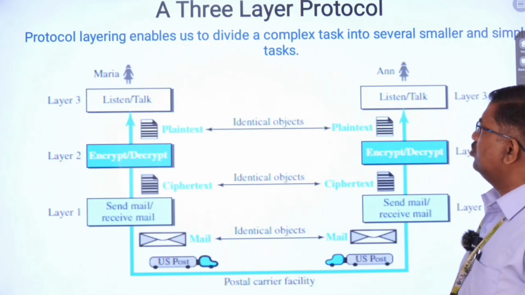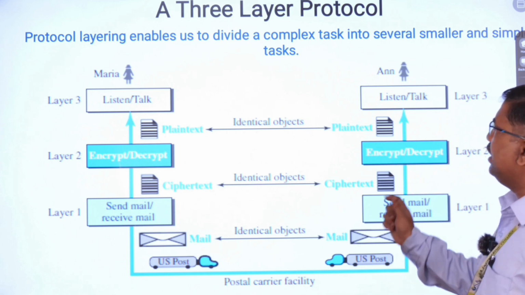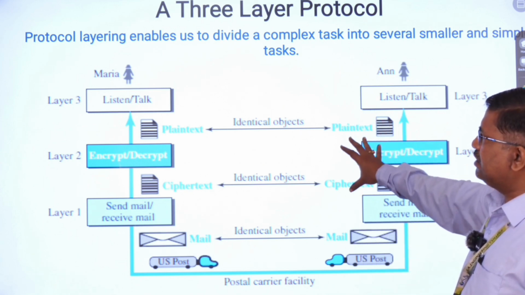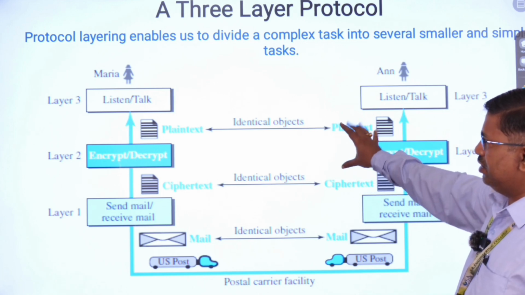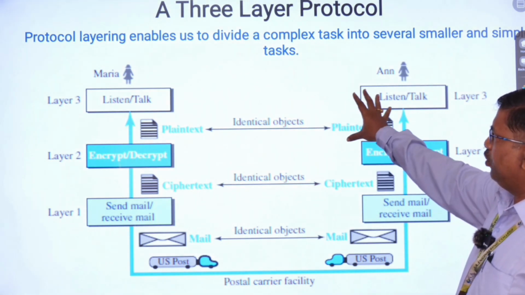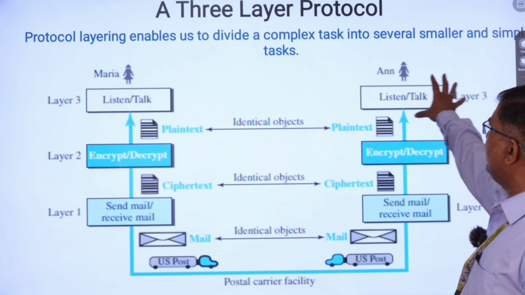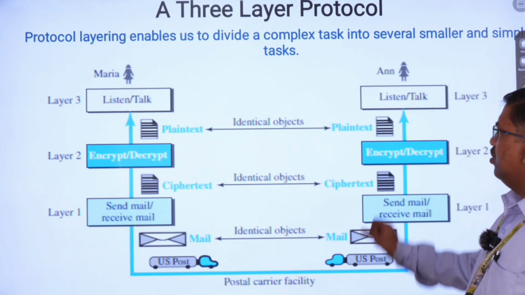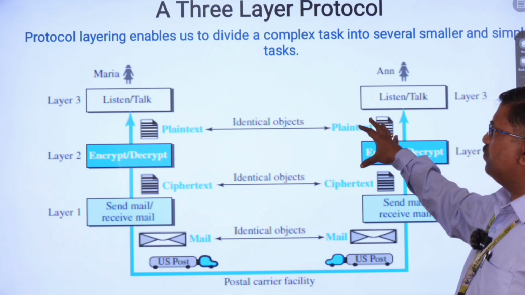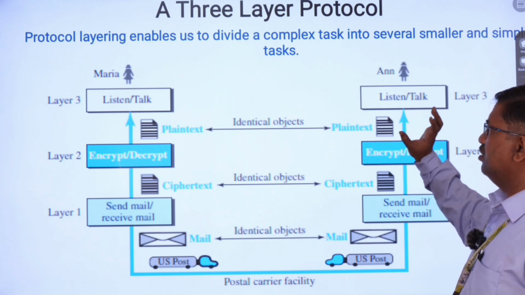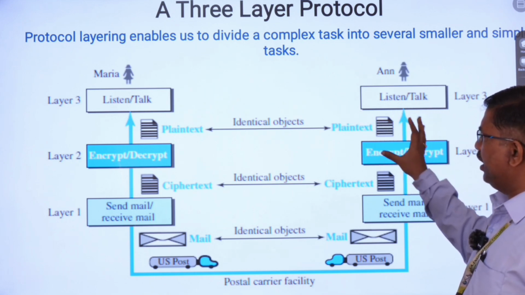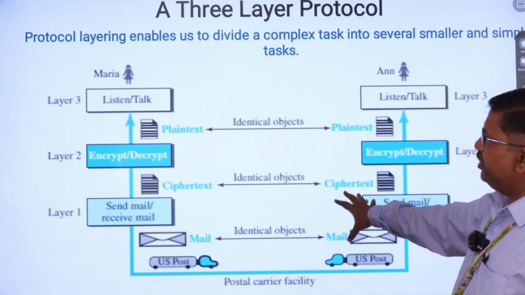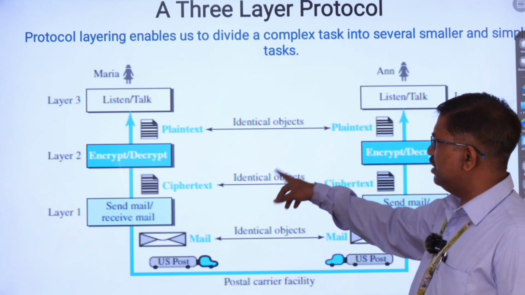So the next one is the three-layer protocol. Here, three layers are involved: layer 1, layer 2, layer 3. The protocol layering enables us to divide a complex task into different smaller and simpler tasks. That is the way to approach these complex kinds of communication. Maria and Anne, both of them, are involved in this communication, and three layers are involved in it.